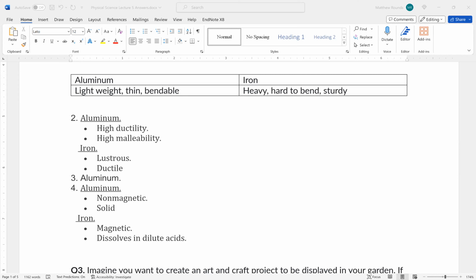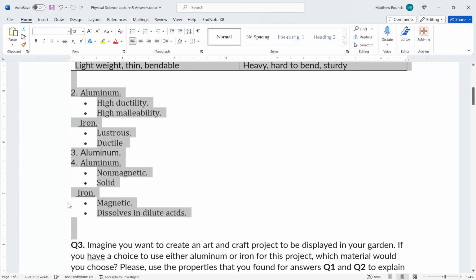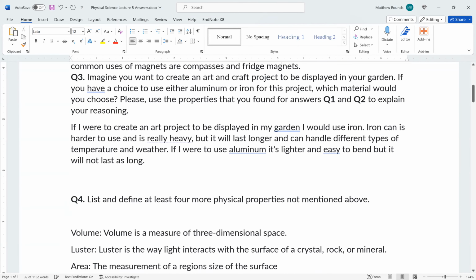All right. I just typed something in the chat. Physical properties of iron are it being magnetic and dissolved into dilute acids. Some common uses of magnets are compasses and fridge magnets. Good. Okay, I think that will be acceptable. So let's go ahead and, like I mentioned, get rid of this table and add that in there.